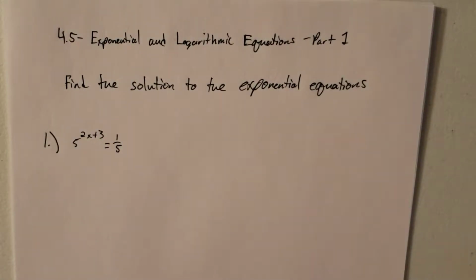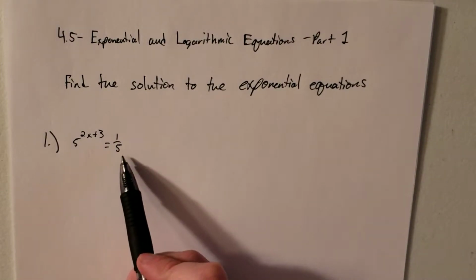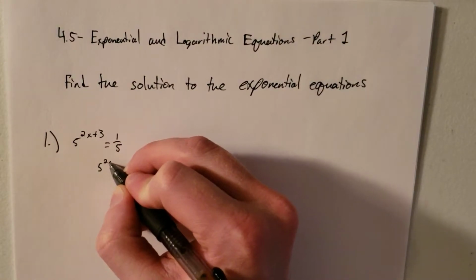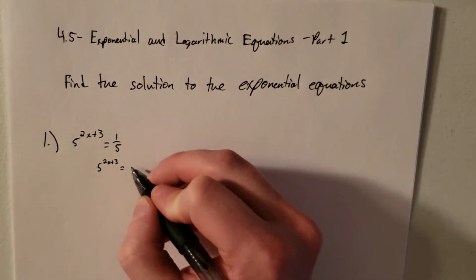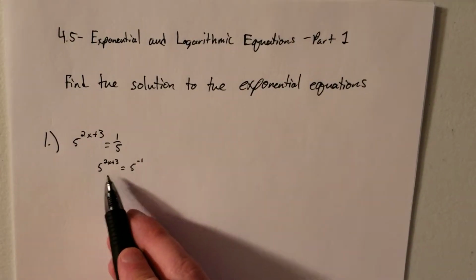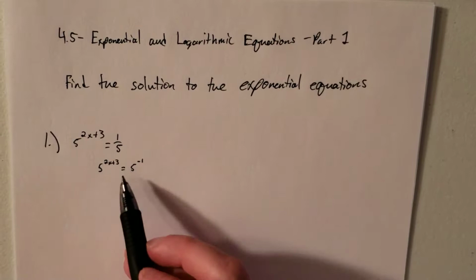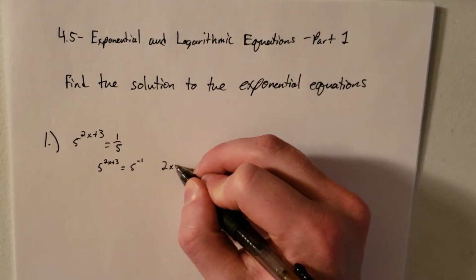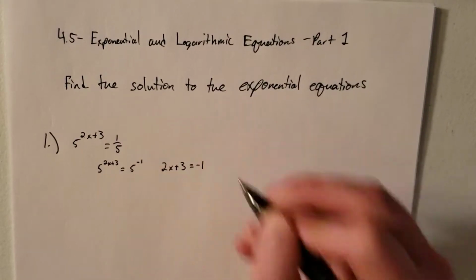For a lot of these problems, if we can, we would like to make the expression on each side of the equation have the same base. So in this problem, we have 5 as the base on the left. And then we can rewrite the right side to have 5 as a base as well. So this is 5 raised to the 2x plus 3 is equal to 5 raised to the negative first power. Once we have the same base here, this will be equal if the exponents are equal. So we can set the exponents equal to each other. 2x plus 3 is equal to negative 1.